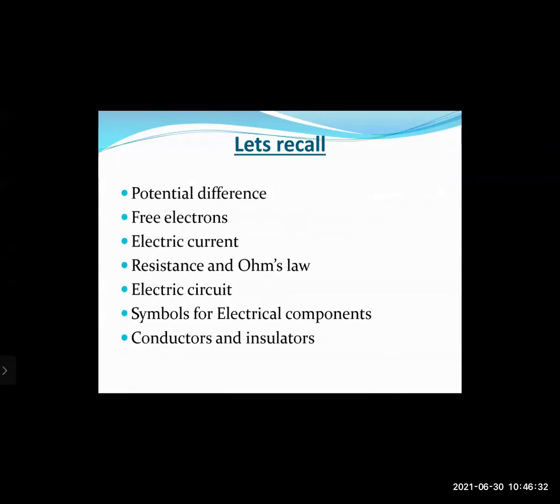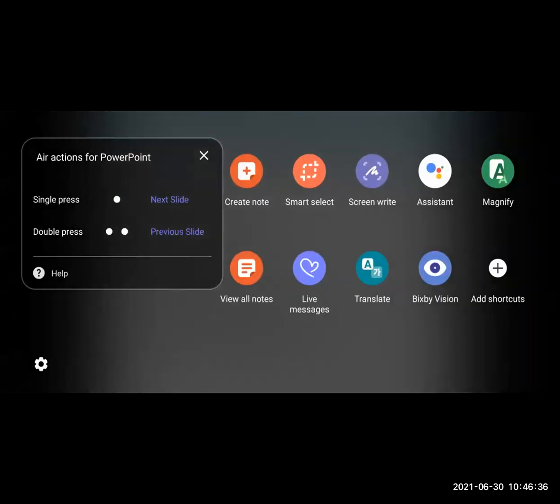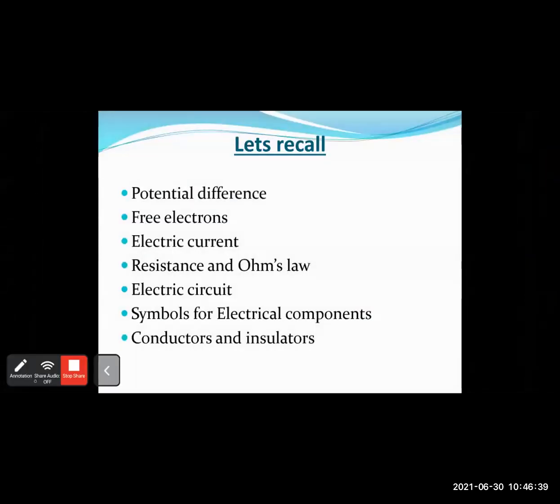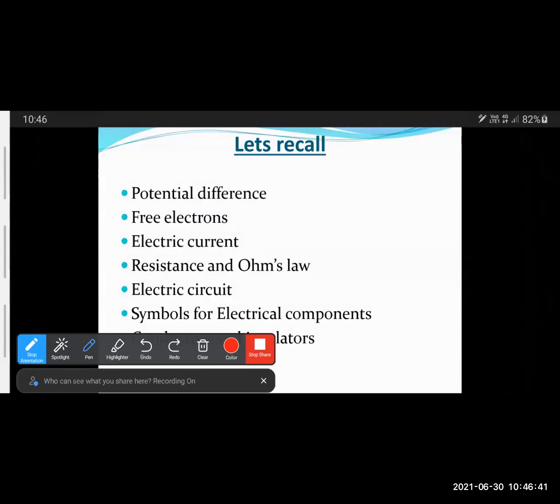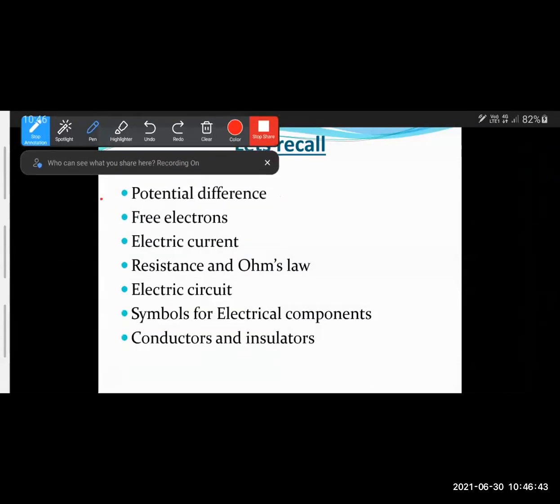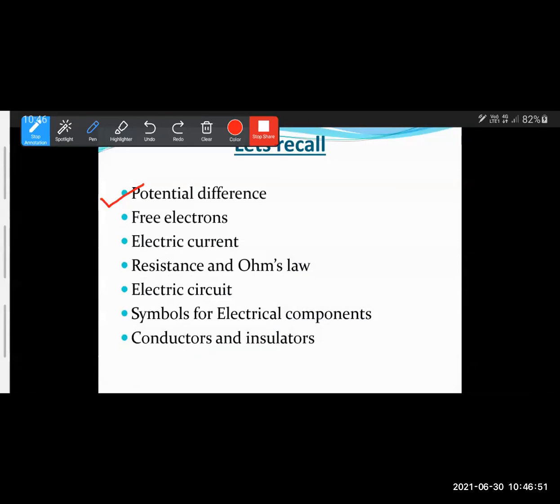In the previous class, we had studied the concept of potential difference, where we had seen how electricity will always flow from a point of higher potential to a point of lower potential. That means the electricity will always flow from the positive terminal to the negative terminal, right?